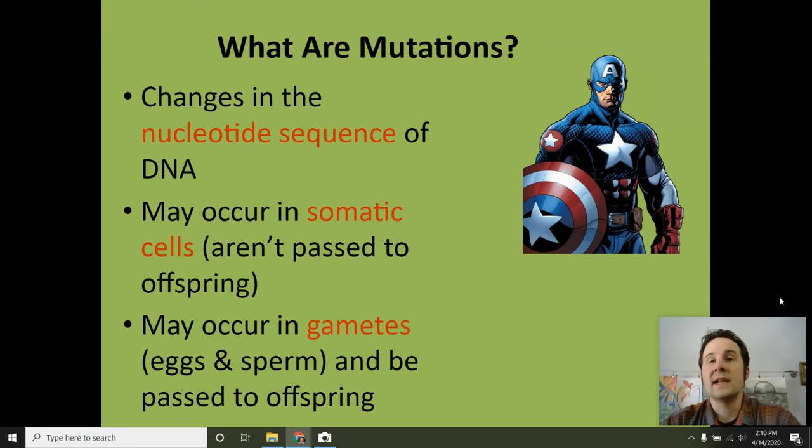So to review, a mutation is simply a change in the nucleotide sequence, the A, T, C, or G sequence. It can happen in body cells, which will affect you as an individual, or it can happen in gametes, which will affect you, your offspring, and generations to come.